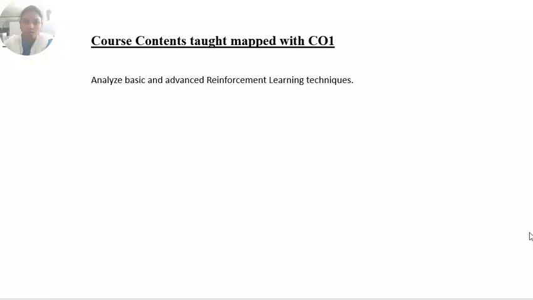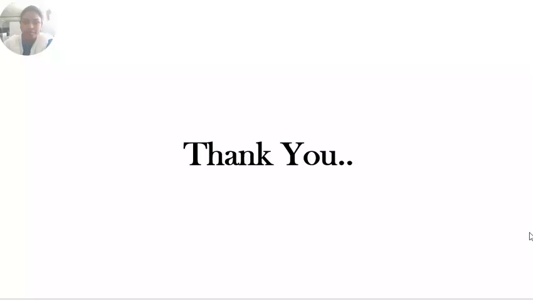So this is the course outcome mapped with unit number 1, that is CO1: to analyze the basic and advanced reinforcement learning techniques. After this, we will start the second unit, that is immediate RL. We are going to see the details of immediate RL in the second unit.